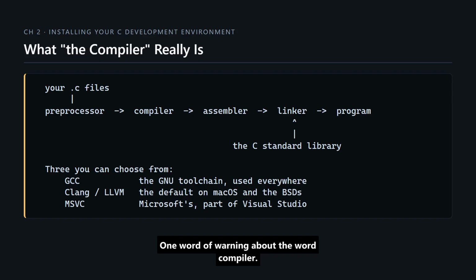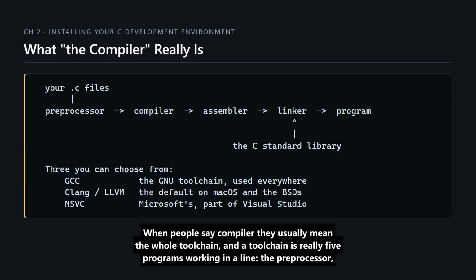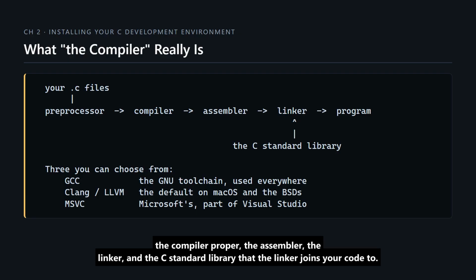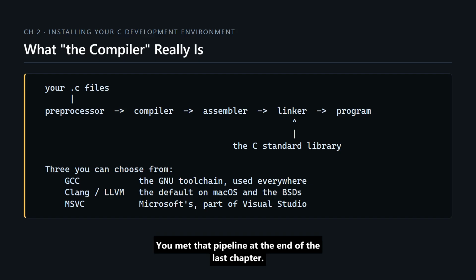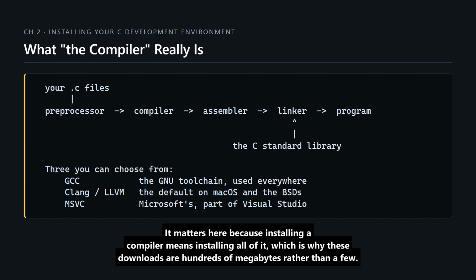One word of warning about the word compiler. When people say compiler, they usually mean the whole toolchain, and a toolchain is really 5 programs working in a line: the preprocessor, the compiler proper, the assembler, the linker, and the C standard library that the linker joins your code to. You met that pipeline at the end of the last chapter. It matters here because installing a compiler means installing all of it, which is why these downloads are hundreds of megabytes rather than a few.